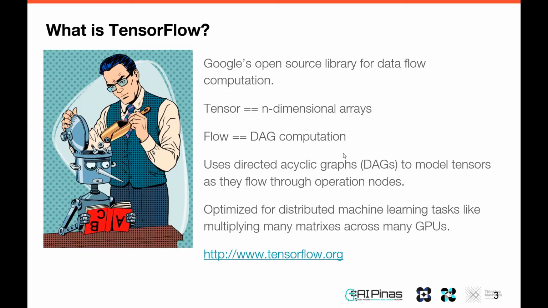TensorFlow is Google's open source library for data flow computations. The name comes from two things. First is the tensor. A tensor is an n-dimensional array. And second is the flow, which refers to the DAG computations. TensorFlow is interesting because it uses directed acyclic graphs, DAGs, to model data in the form of tensors as they flow through operation nodes. This is really optimized for distributed ML tasks, like multiplying many matrices across many GPUs.